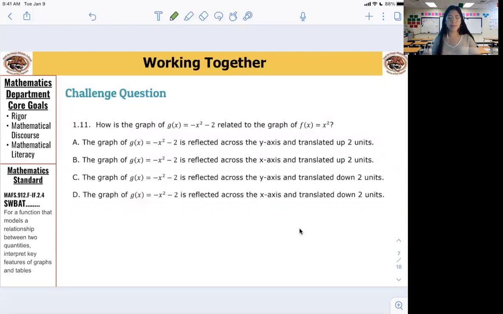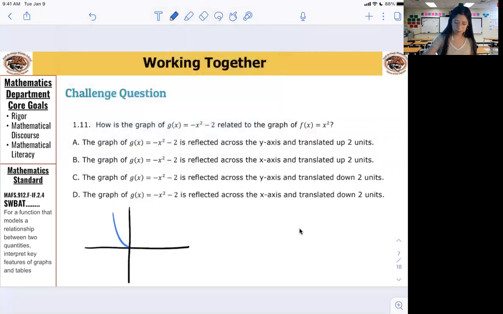So I chose this one for a specific reason, and that's because we keep saying reflected, but I've been a bad teacher and I haven't been stressing what you're being reflected over. Am I reflecting across the x-axis or am I reflecting across the y-axis? So let's think about it really quick. I'll show the answers afterwards.